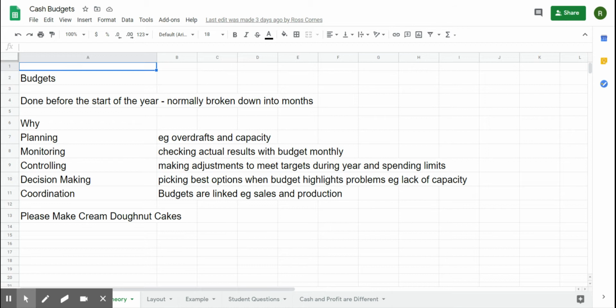It is a decision-making tool. So as part of the budgeting process, the firm is having to make decisions. It's having to make decisions about, does it need to increase capacity? Does it need to reduce capacity? And something that's sometimes overlooked, but budgets are also a coordination tool.